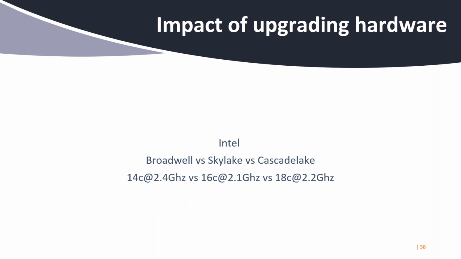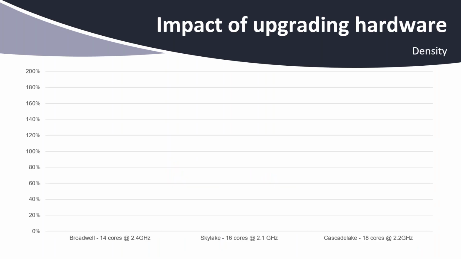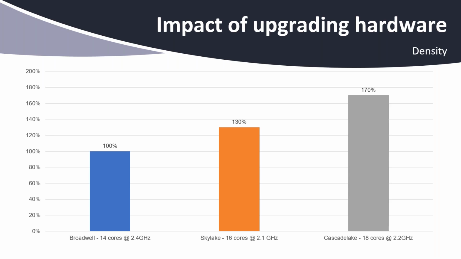But yeah, it's worth mentioning that it's hard to find the same CPU with exactly the same cores and gigahertz. So we use a 14-core 2.4 gigahertz Broadwell, 16-core 2.1 Skylake, and an 18-core 2.2 gigahertz Cascade Lake. And we looked at the different scenarios in terms of density. So if we take the old Broadwell as 100%, we see a 70% increase with the latest Cascade Lake series, just by swapping out the CPU.